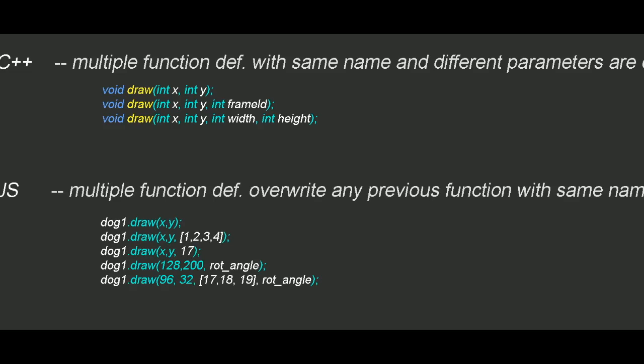In JavaScript, however, that's not the case, and defining multiple functions with different parameters under the same name will result in the previously defined function by the same name being completely overwritten with the new one. So you will not have a separate function just because you have a different number of parameters. That's just not how JavaScript works.